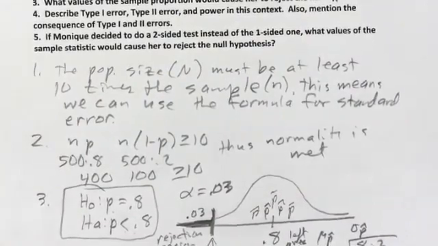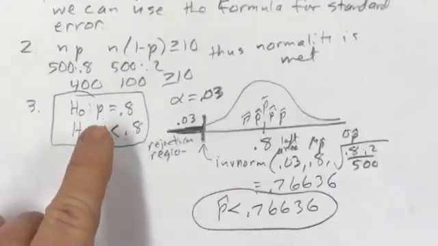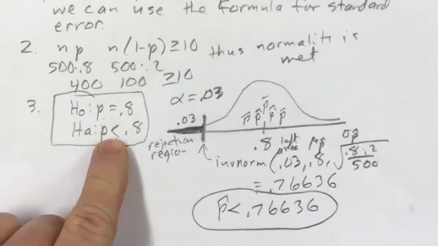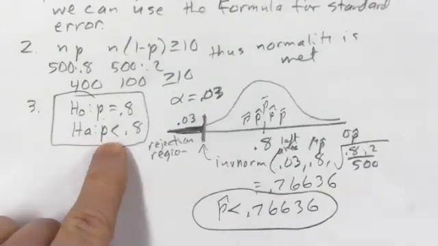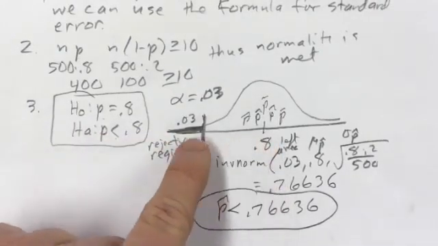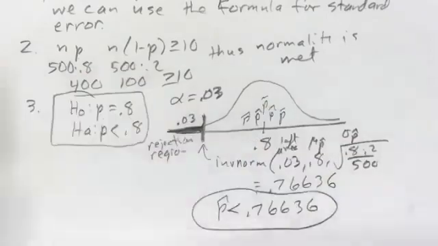Okay, so two-sided test means this. She's not just testing for less than 0.8. She's also testing for greater than 0.8. In other words, she's testing for not just lower than 0.8, but also greater than 0.8.